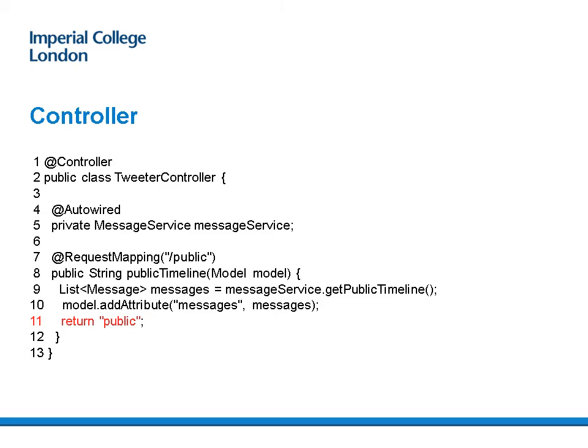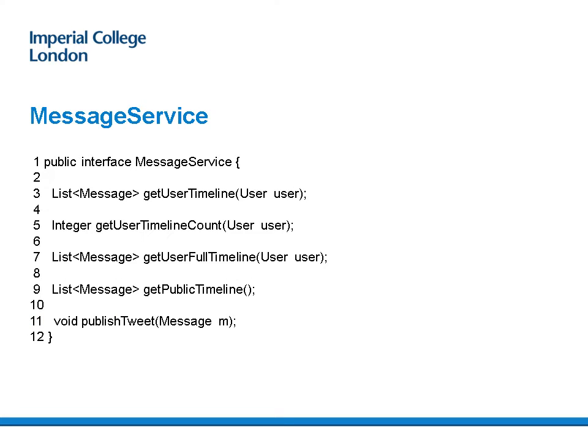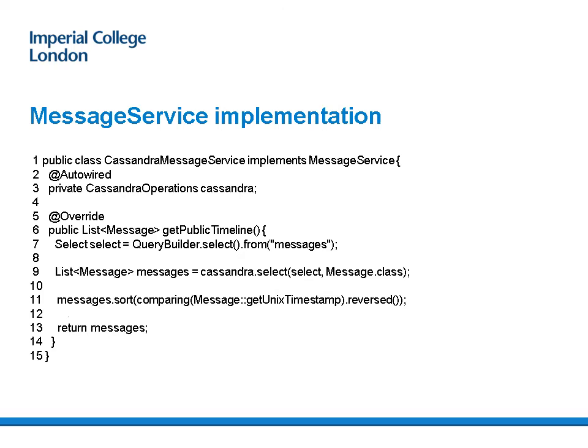Message service is an interface that provides methods for retrieving and publishing messages. Implementations are database specific. Our particular implementation uses a Cassandra database, and here is a code fragment showing the implementation of getPublicTimeline.